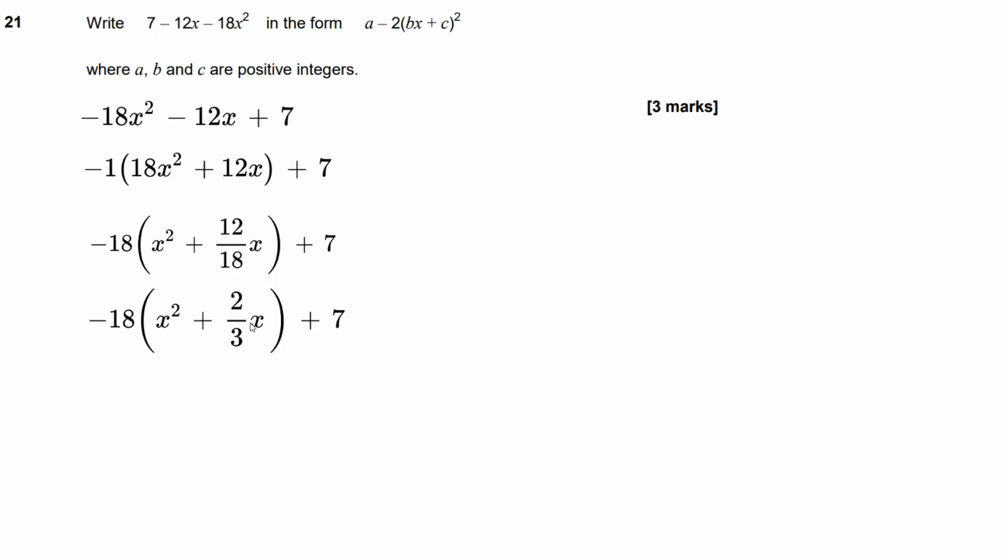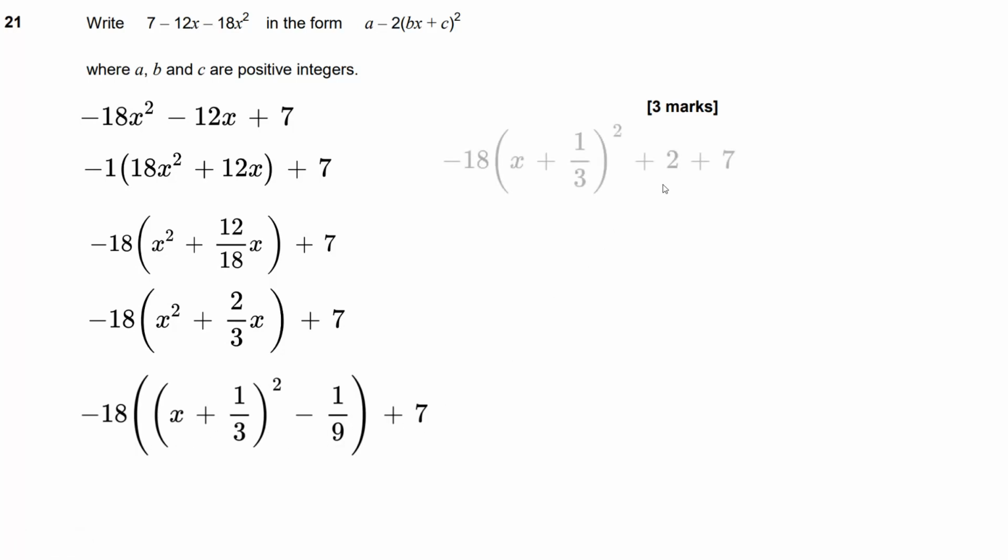So this 2 over 3 becomes, if you divide 2 over 3 by 2, the 2's just cancel, so it's a 1 over 3. And then take away whatever this was squared to get this. Distribute the minus 18 to the minus 1 over 9. So this becomes a positive 2, and then you've got a plus 7, so you can just collect that.